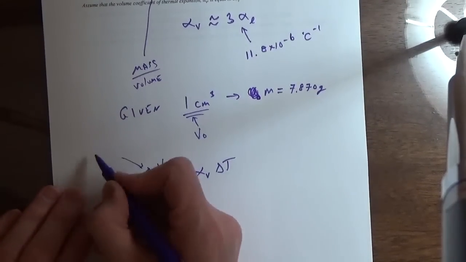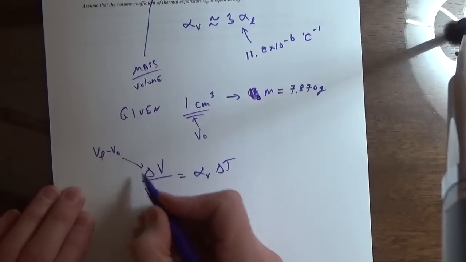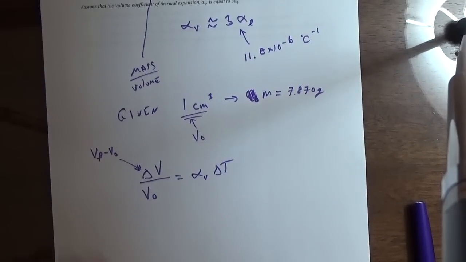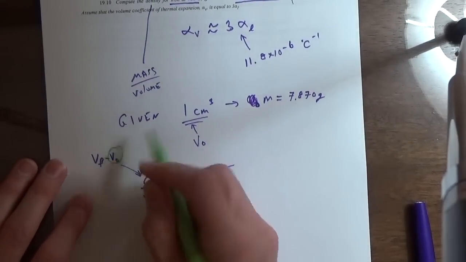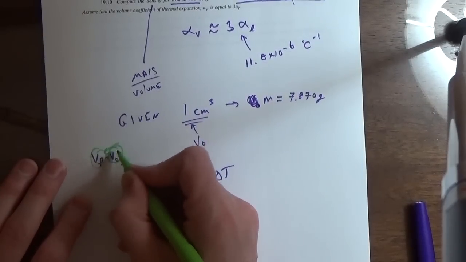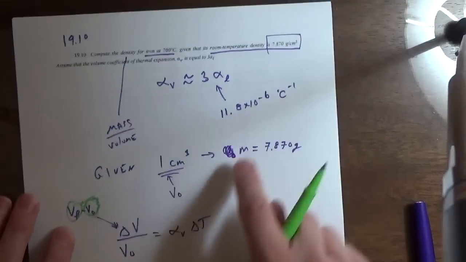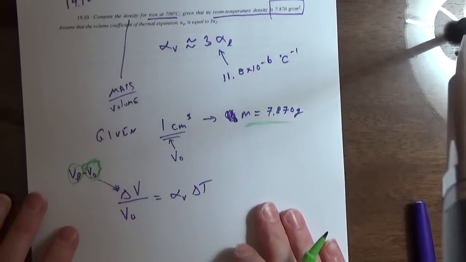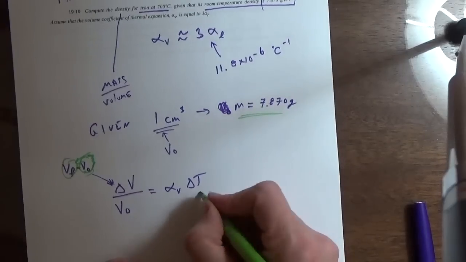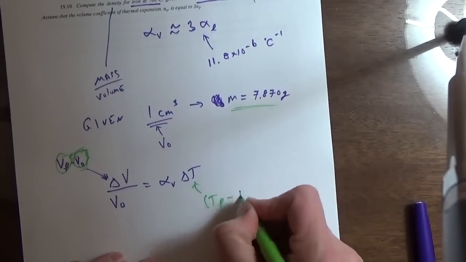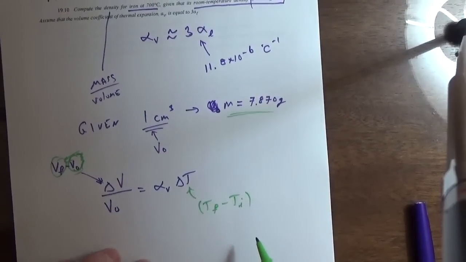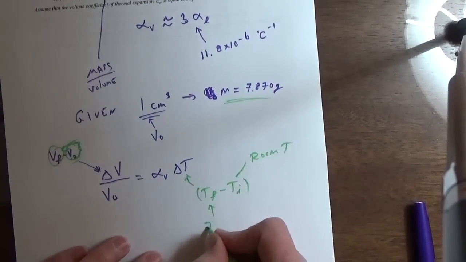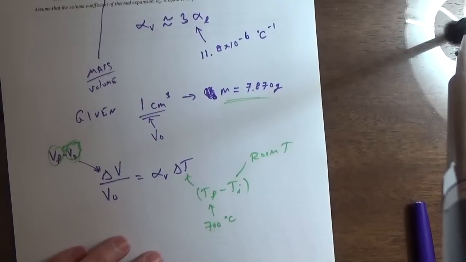That delta V is Vf minus V0. And what we want to do is find, sorry, not V0, we want to find Vf. And if we have Vf, then we can put that in with our mass, which is going to be constant as we heat it up, and find the new density. This delta T is Tf minus Ti, the initial. This is room temperature. And this is 700 degrees C.